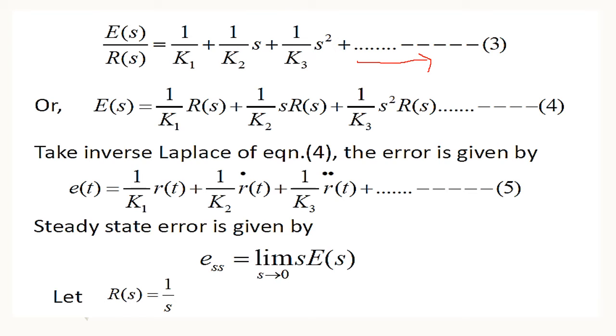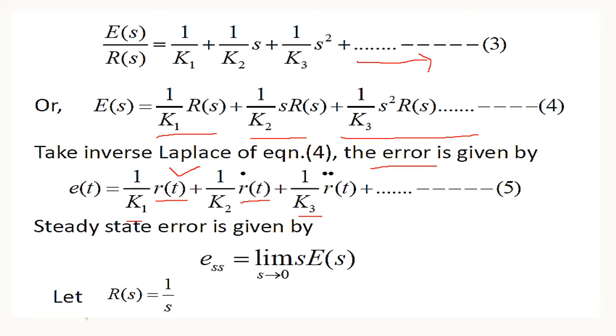Let us assume that E of s is equal to R of s divided by k1, plus s into R of s divided by k2, plus s square into R of s divided by k3. If I apply the Laplace inverse transform to this function, I get E of t is equal to 1 by k1, the constant, into r of t. Here it is 1 by k2 into r dot of t, that is d r of t divided by dt, and it is 1 by k3 into d square r of t divided by dt square.